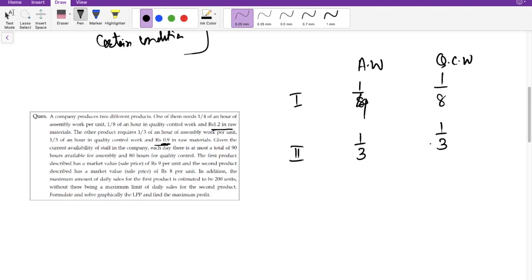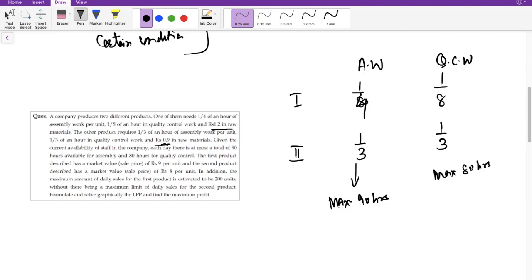Given the current availability of staff in the company, each day there is at most a total of 90 hours. So the maximum availability of assembly work is 90 hours and the maximum availability of quality control work is 80 hours. So it means here we have the conditions.